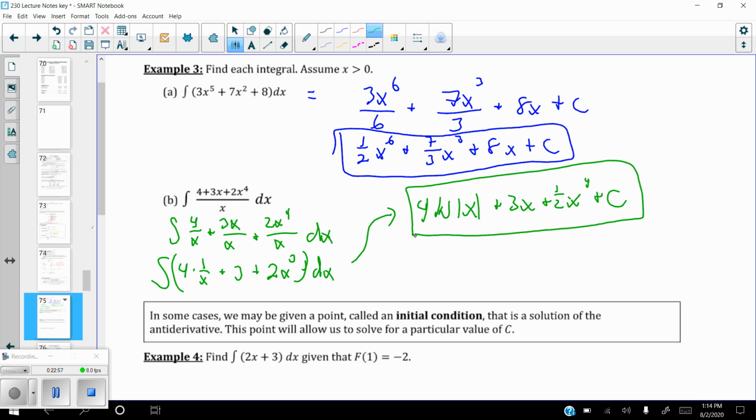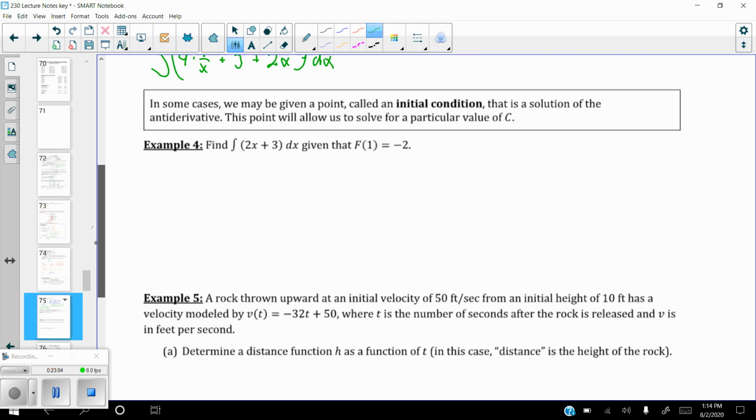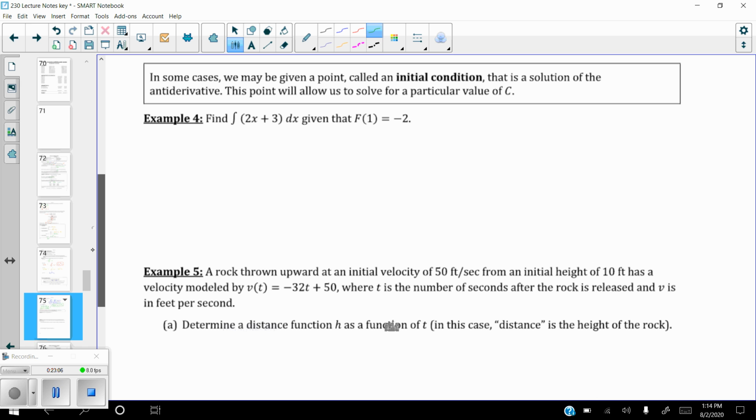Most common mistake I will see people make on these is they will forget the plus c, and it will cost points. Obviously, it is extremely important to have that plus c.